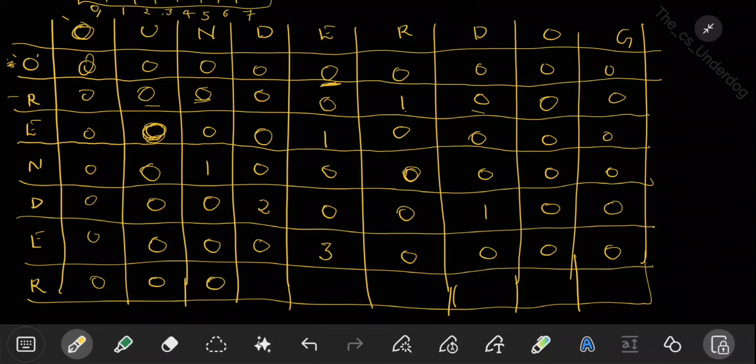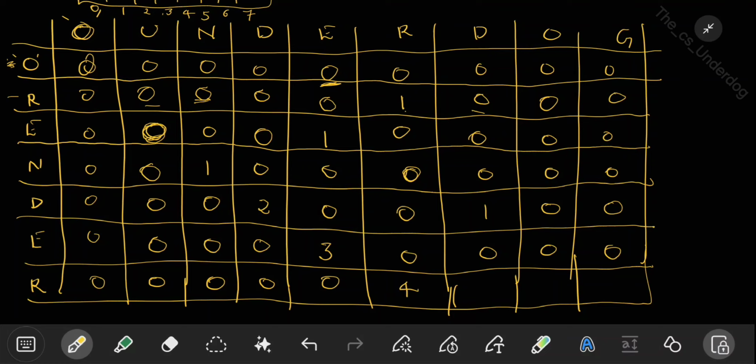R and N not matching. R and D not matching. R and E not matching. R and R matching. What should you do? You should see the element diagonally above it and add 1 to it. So 3 plus 1 is 4.